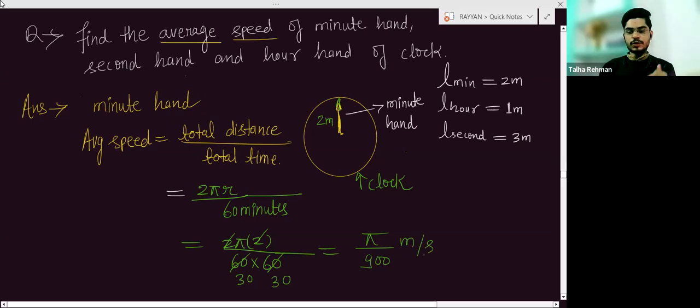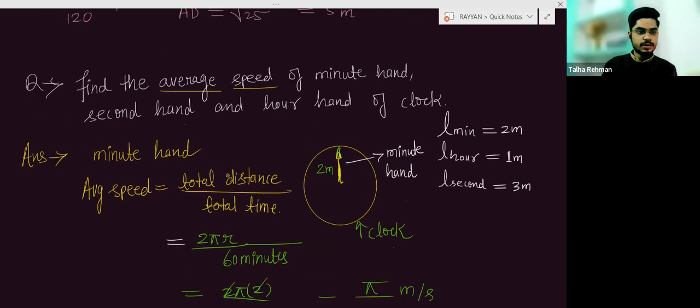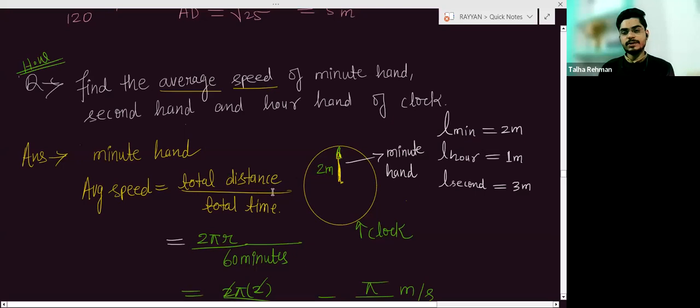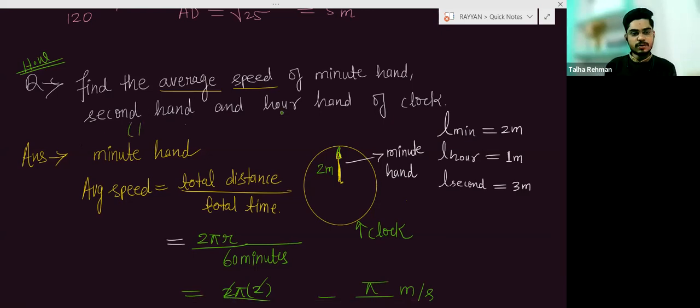Okay. So Azan, Rayyan, what you should do? The rest of the things I am giving you as homework, and I will discuss them in the next class. I will also solve that. You have to find the average speed of the second hand of the clock and the hour hand of the clock. This is also your homework.